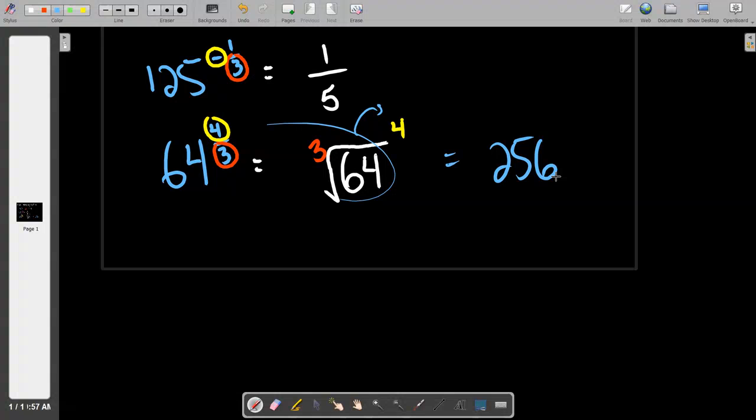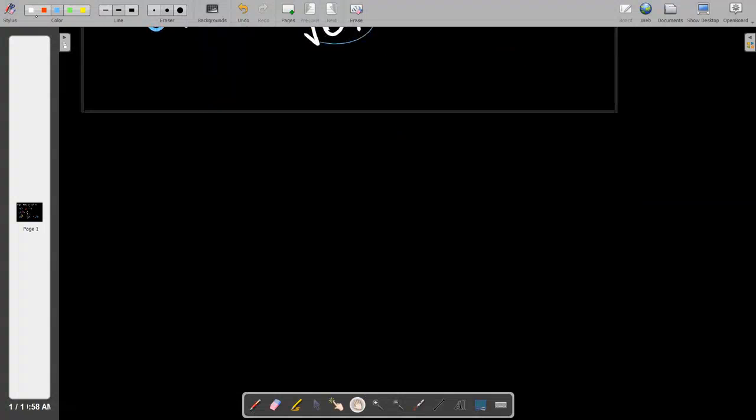Okay, let's try another one. Let's do 512, and its exponent is -2/3. And again, not a race, not a mental math prowess contest. Let's give everyone a chance to let that simmer.